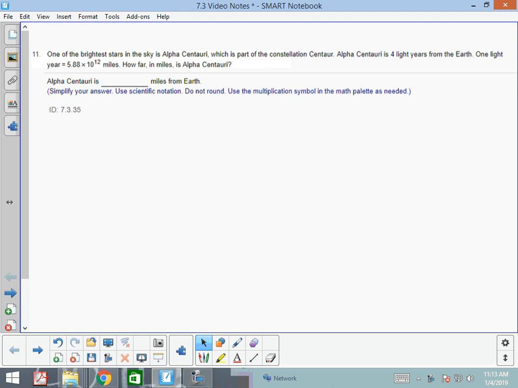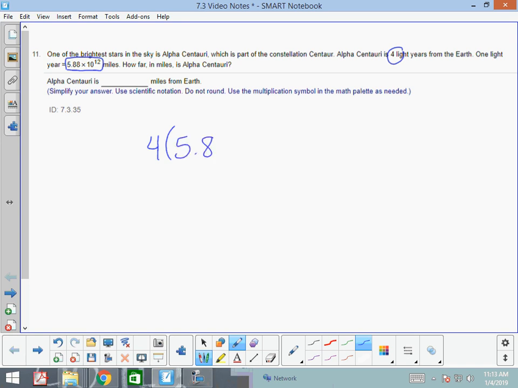One of the brightest stars in the sky is Alpha Centauri, which is part of the constellation Centaur. Alpha Centauri is 4 light years from the Earth. 1 light year equals 5.88 times 10 to the 12th miles. How far in miles is Alpha Centauri? So we're going to take the number of light years, 4, and multiply it times what 1 light year equals, which is 5.88 times 10 to the 12th.